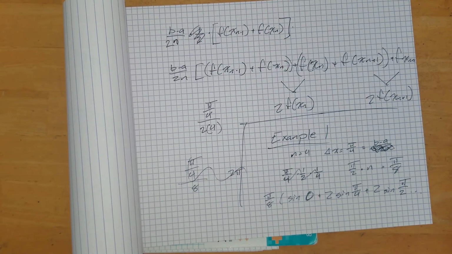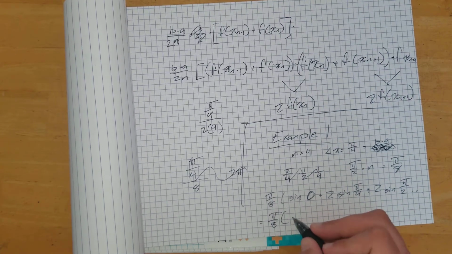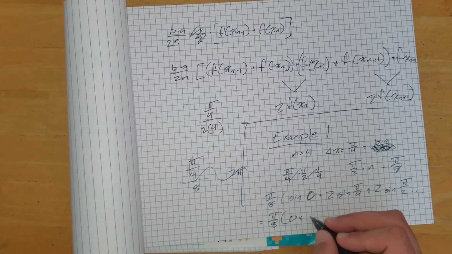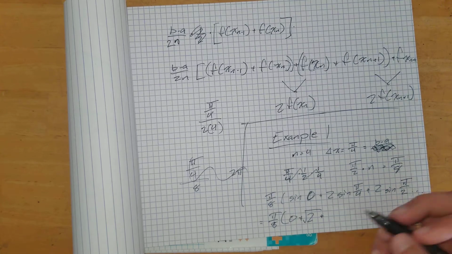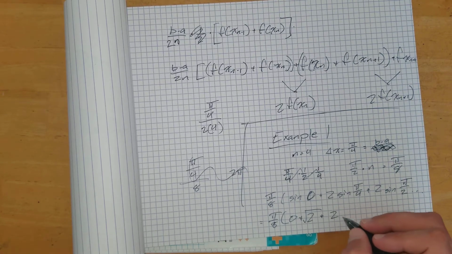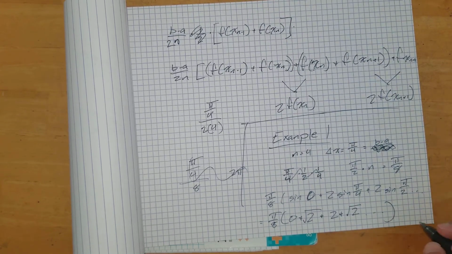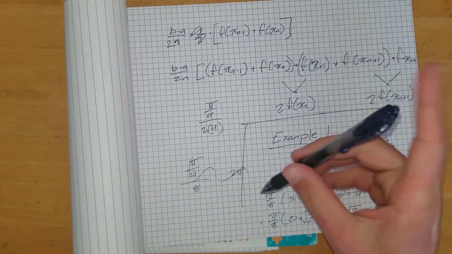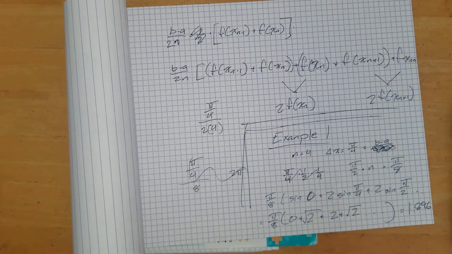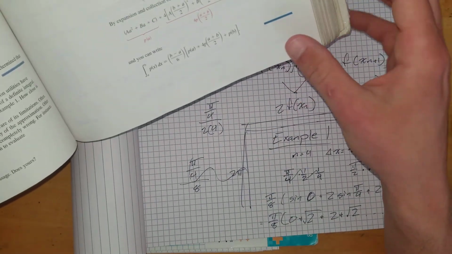And then you just compute this, which should give you pi over 8, 0 plus square root of 2, because it's square root of 2 over 2, and then you're multiplying by 2, so just square root of 2, plus 2, plus square root of 2, so on and so forth. And then this should equal 1.896. So that's my explanation of the trapezoidal rule. Still a little confused on how they got pi over 8.